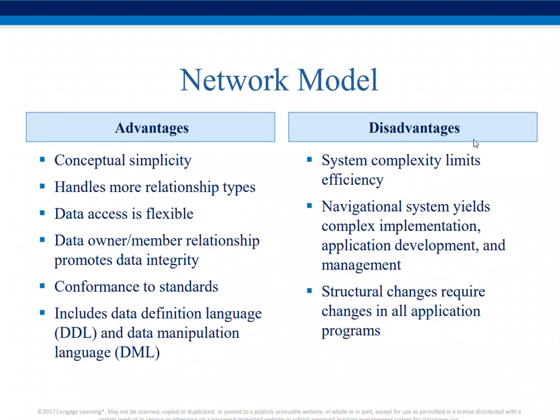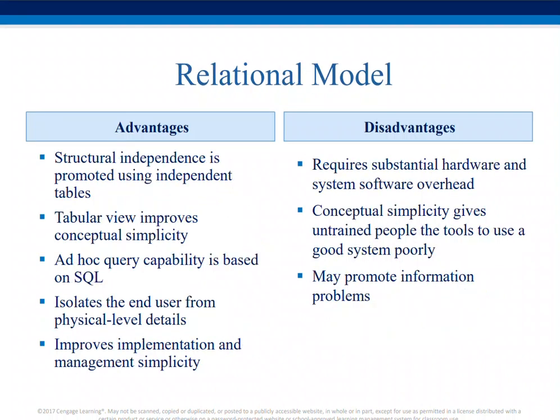The disadvantage of the network model is that system complexity limits efficiency. Of course, bila satu child tu has more than one parent, it is quite complex, and the navigational system yields complex implementation, application development, and management. And then structural change also requires change in all application programs. Sebab dia melibatkan parent dengan child tadi. So once you change the structure, you have to change all application programs too.